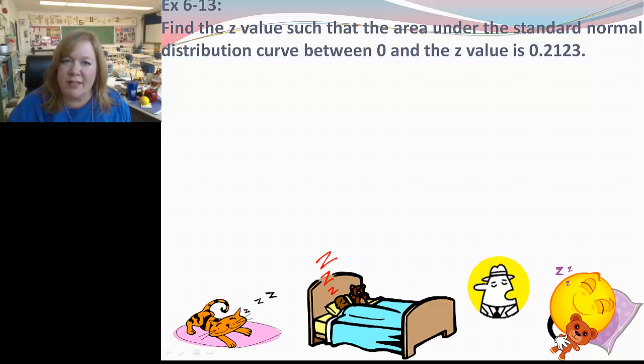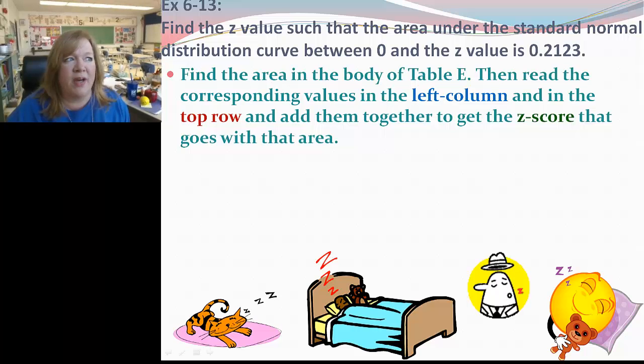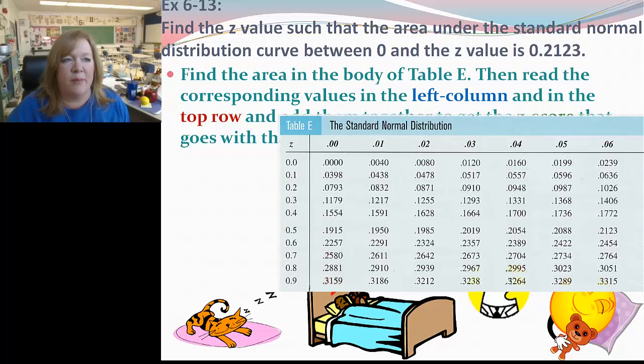Now, this is perfect for our table. I'm not quite sure how you do it on the calculator, but no problem because the table is going to be a snap. So what we want to do is find the area in the body of Table E, then read the corresponding values on the left-hand side and the top, add them up, and that'll give you the z-score. So here's what I'm talking about. Here's our table, and we're looking for 0.2123 in the area of the table. So ding, ding, ding, there is 0.2123 right there.